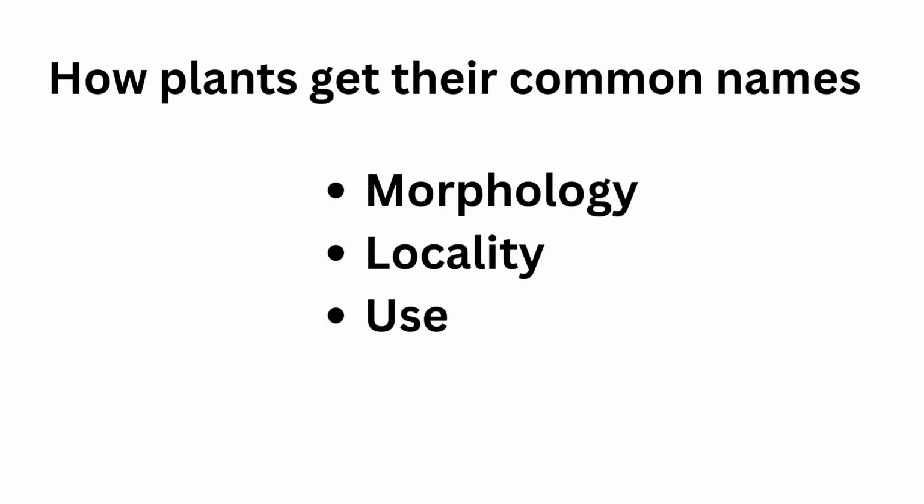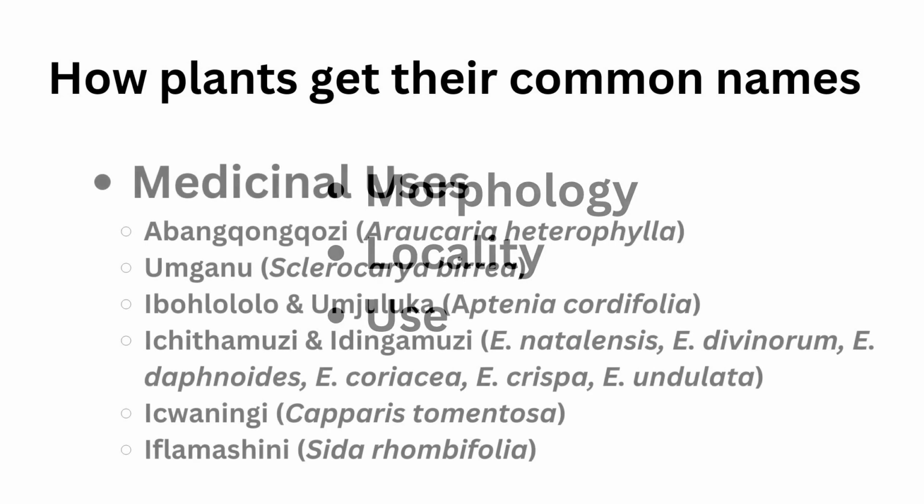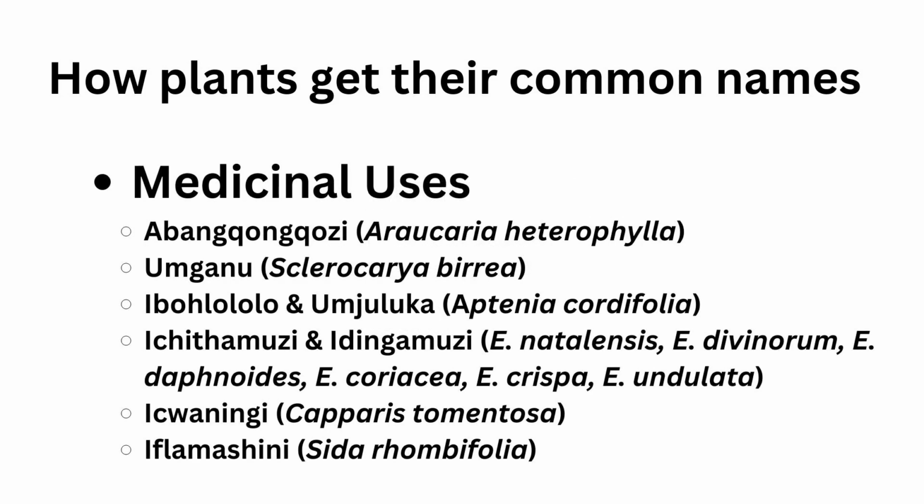You also have plants that are named after their uses. Most plants will typically fall in this category, especially Zulu names. For example, Abangqongqosi, which means knocking on the door. This plant gets this name because it's used as a love charm. The bark is used to make an infusion that is said to knock on the door of the lost lover to cause them to remember you.